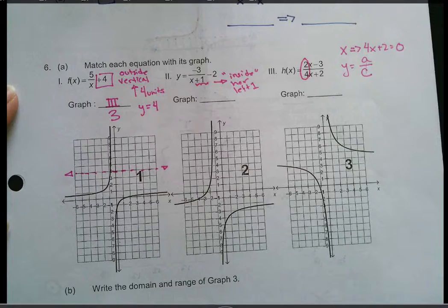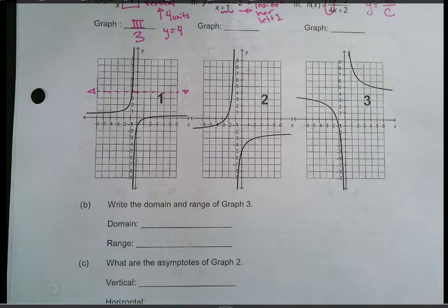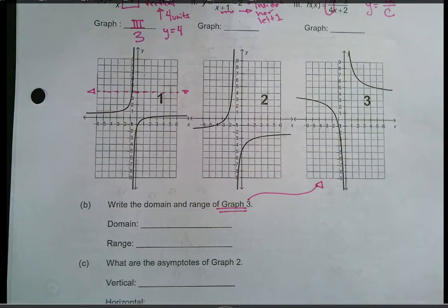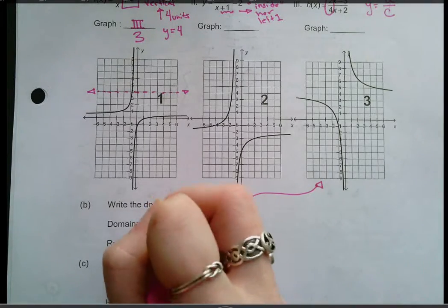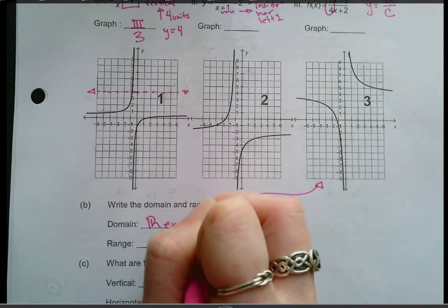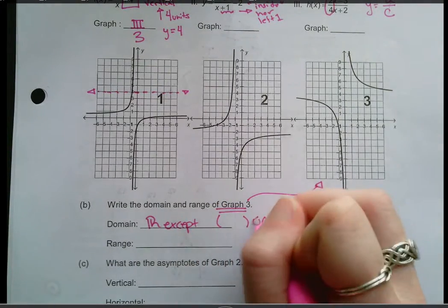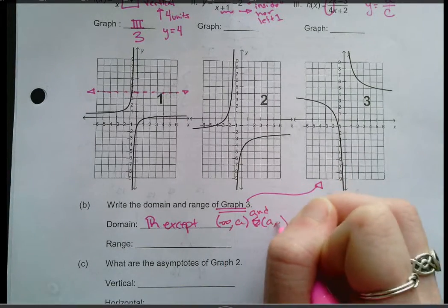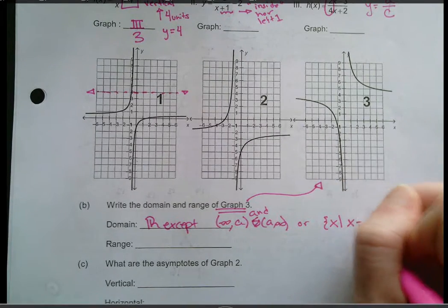And yeah, that's there. So then for B, it's saying write the domain and range of graph 3. Be really careful, make sure you're looking at graph 3. You need to consider these asymptotes to help determine that domain and range. There are multiple ways I accepted this. You could have said all real numbers except. You could have done intervals, union with something else: negative infinity, some number, and then out to infinity. Or you could have done set builder, the set of all x such that x does not equal blank.